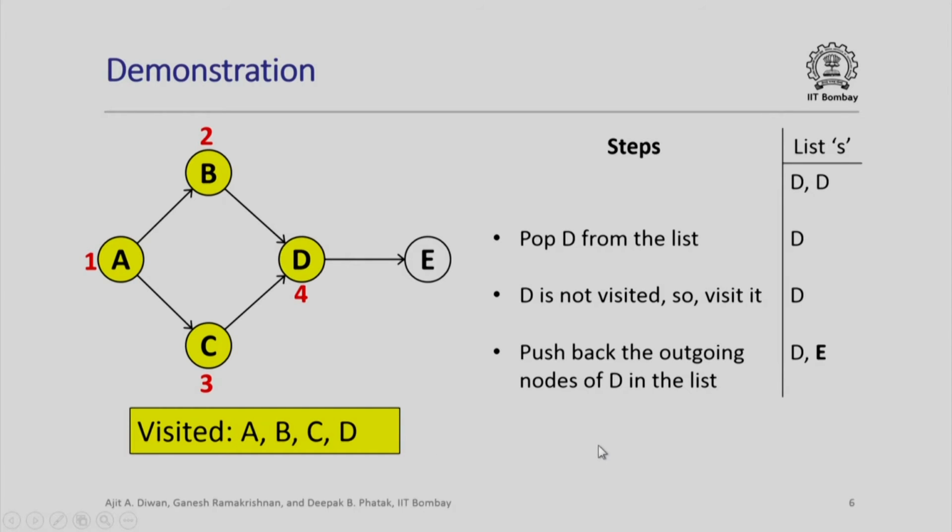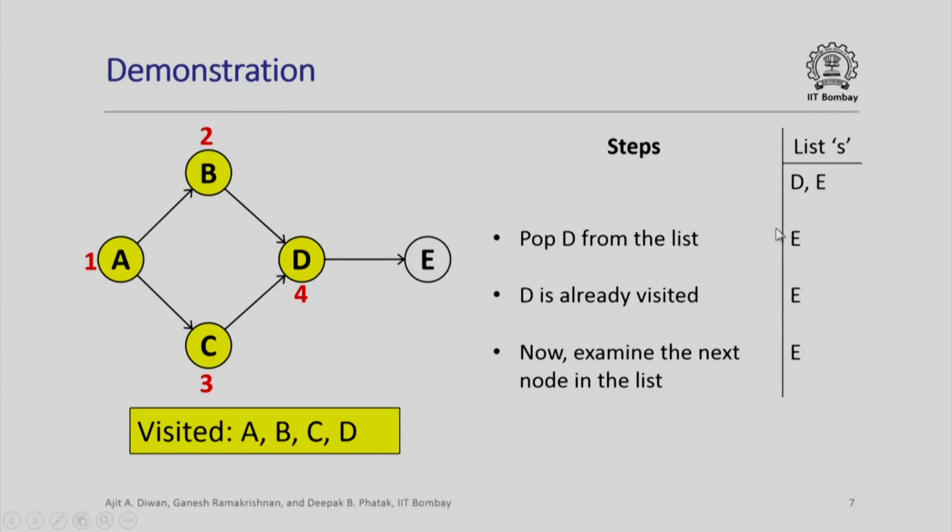Now, we follow the same steps. The list contains D and D. We pop D from the list, although both are the same, but we just remember that it is a queue. Therefore, this D is going to be popped out, which is at the front of the queue. The list still contains a D. Now, since D is not visited, we visit it. What do we find when we visit D? D has an outgoing edge to E, and therefore, the outgoing node E will be pushed onto the list. The visited order is A, B, C and D, and my list contains D and E now.